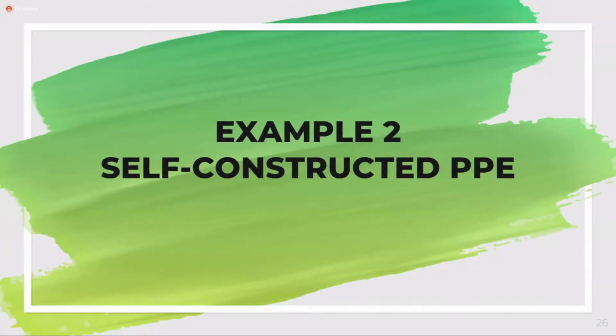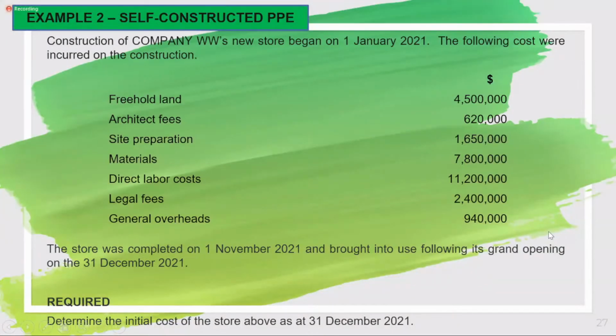Example 2, self-constructed PPE. PPE yang tadi adalah yang bila kita beli at cash. Ini sekarang ni kita hendak buat bina daripada kosong. Okay, self-constructed. Kita bina sendiri. For example, we have this construction of company W. New store. Construction of the new store began on 1st January 2021. The following costs were incurred on the construction. So these are the costs incurred in order for you to build up a new store.